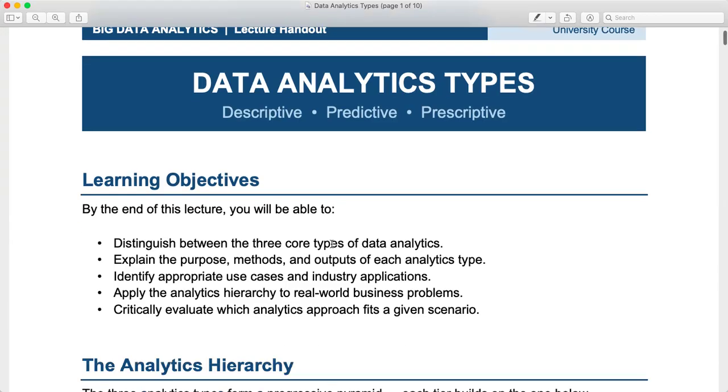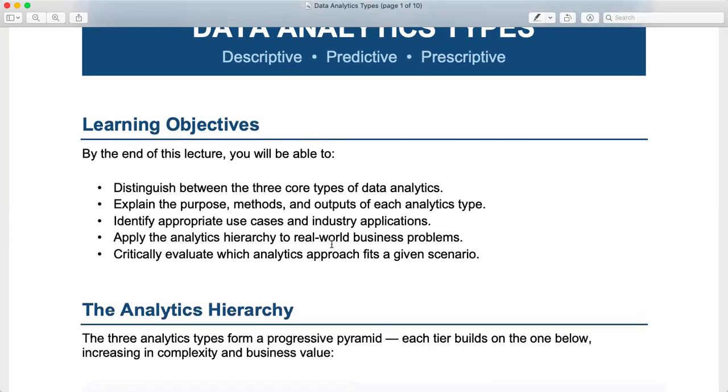So here are our learning objectives in brief. By the end of this lecture, you will be able to distinguish between these three types of data analytics, and you will be able to understand and explain the purpose, methods, and output of each analytical type.